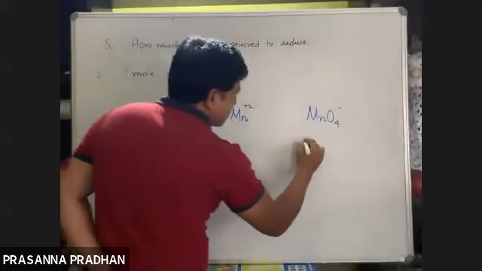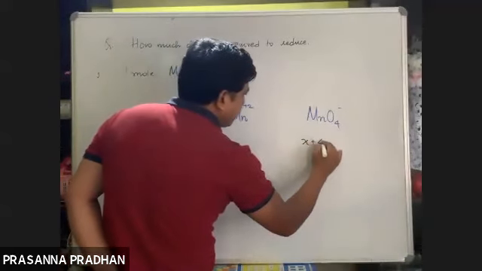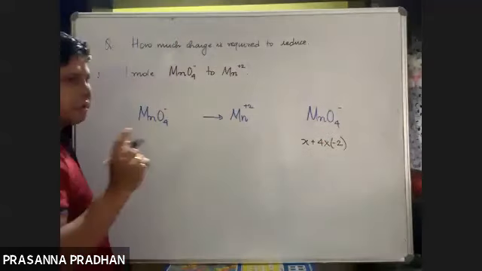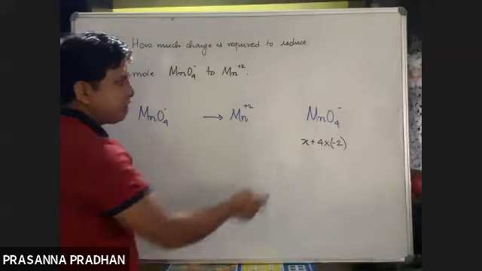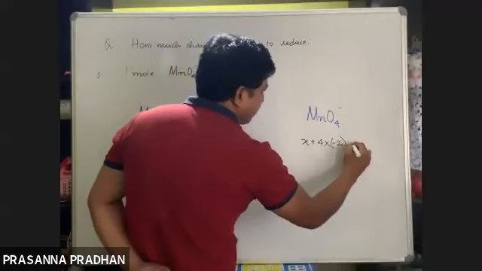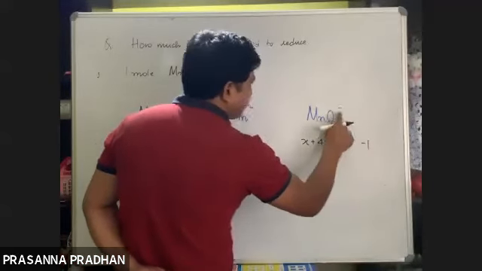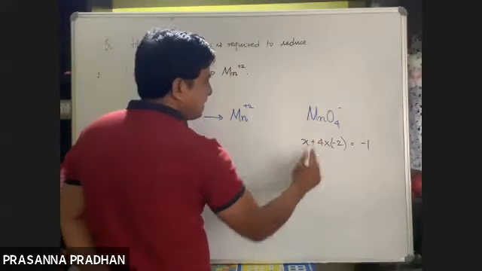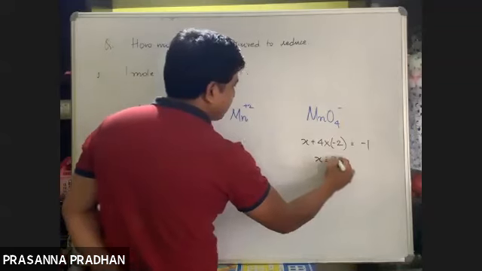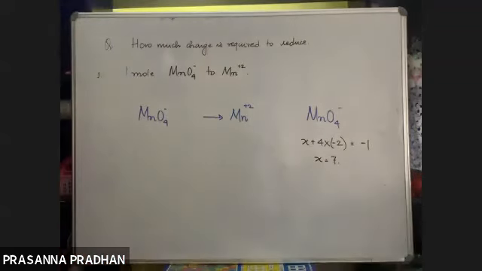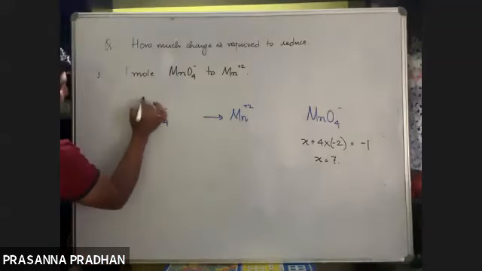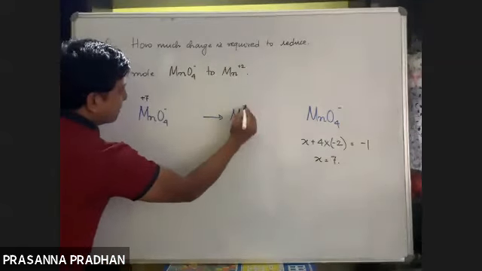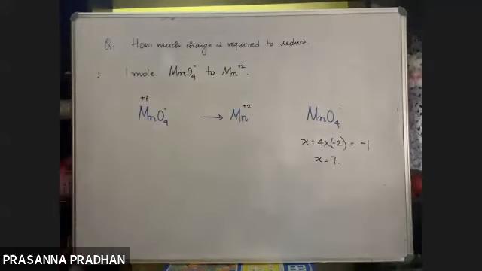So let the oxidation state of manganese be X. The oxidation number of each oxygen is -2. There are 4 oxygen, 4 into -2. The overall charge is -1, as it is MnO4 negative, so the sum of oxidation numbers is equal to -1. So X is equal to 7. Here the oxidation number of manganese is +7, and here the oxidation state of manganese is +2.